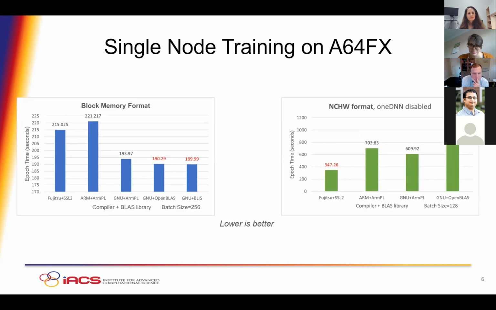So these are the numbers that we have seen. Lower is better. And yeah, it was very surprising. I ran all the scripts multiple times, but we see that the new compilers perform quite well irrespective of the BLAS library, compared to the Fujitsu with its SSL2 and ARM with its ARM performance libraries. Now that is with the block memory format with oneDNN.